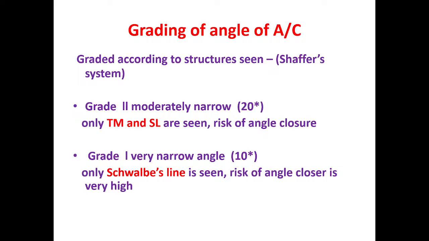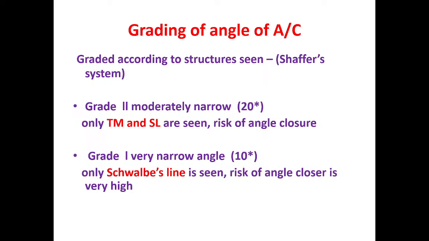Okay. So, it is a moderately narrow angle. There is a risk of angle closure. And then comes the very narrow angle, where the trabecular meshwork is also not visible, only the white band of the cornea, Schwalbe's line, is visible. So, the meshwork is also not seen, meaning the iris is covering the meshwork. So, the chance of angle closure glaucoma is very high in these patients. This we label as an angle closure. Okay. So, this is a very narrow angle, and the risk of angle closure is very high.